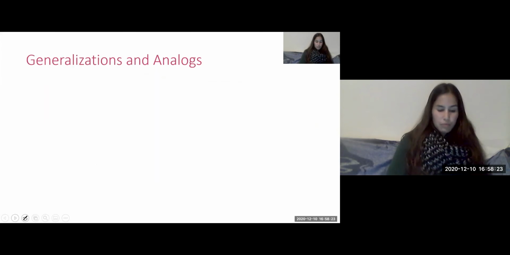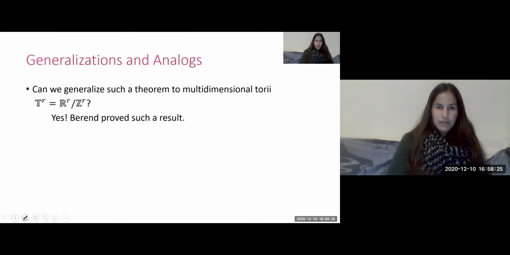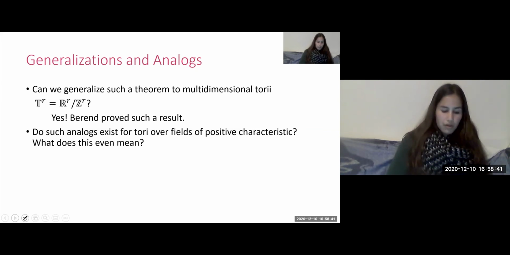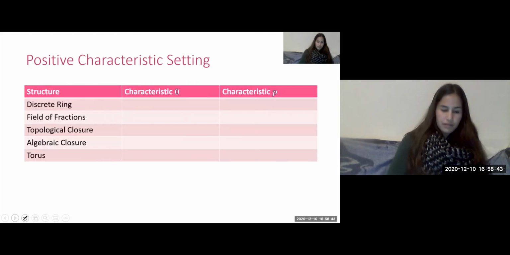Now, remember earlier that we talked about the generalizations, and we also talked about the positive characteristic analogs. What does this even mean? So let's first talk about the positive characteristic analogs now that we got here. To do that, first we have to explain what exactly happens in positive characteristics.